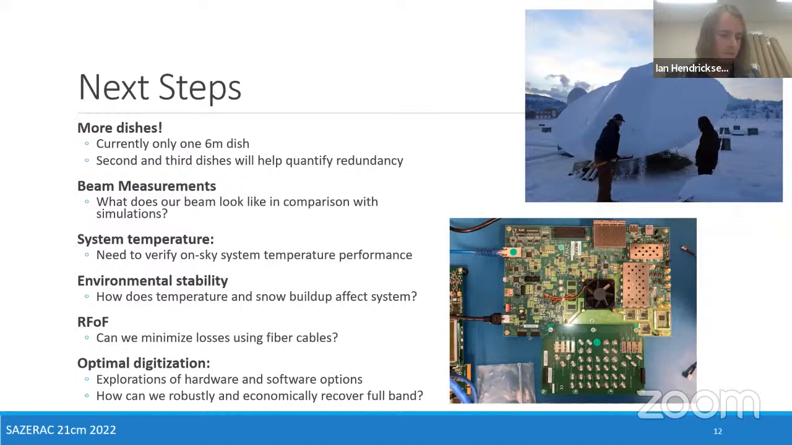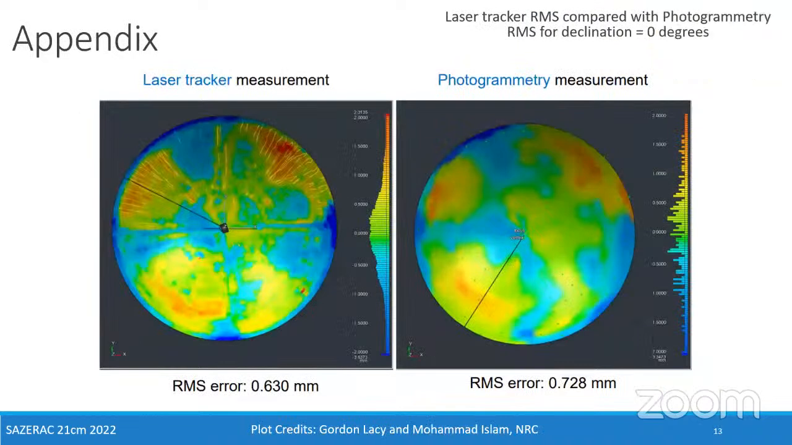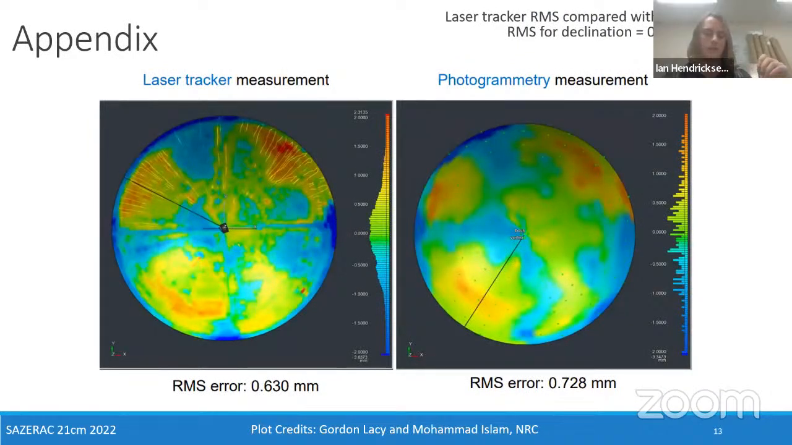And with that, I think I have just a minute left, but I have some bonus slides that I would like to show. Cynthia mentioned that we have 2 technologies for measuring the dishes, one being the laser tracker and the second being the photogrammetry. And we can see, as she also mentioned before, that the photogrammetry is a little less precise than the laser tracker measurement, but it's good to see that we're still agreeing within the sub-millimeter level with the RMS from the laser tracker and the photogrammetry measurements.